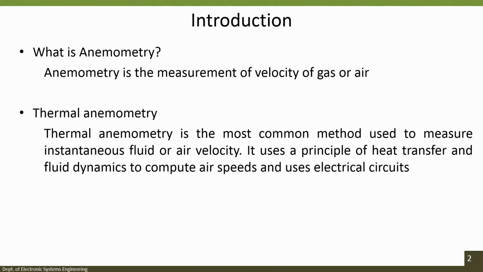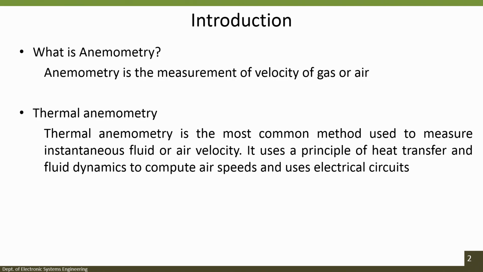if you do not have an anemometer with you. Okay. So, first let us understand what anemometry is. If you see the slide, anemometry is the measurement of velocity of gas or air. If you want to measure the velocity of air or gas, you can use the device called an anemometer. And thermal anemometry is the most common method used to measure the instantaneous fluid or air velocity, while its principle is the heat transfer in fluid dynamics to compute air speeds, and it uses electrical circuits.